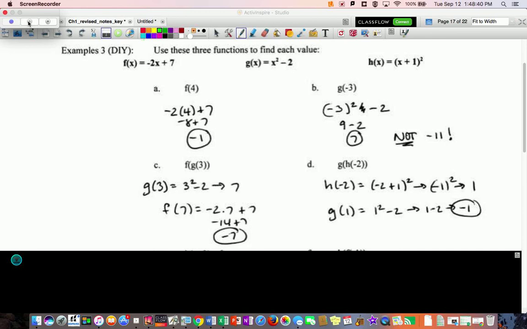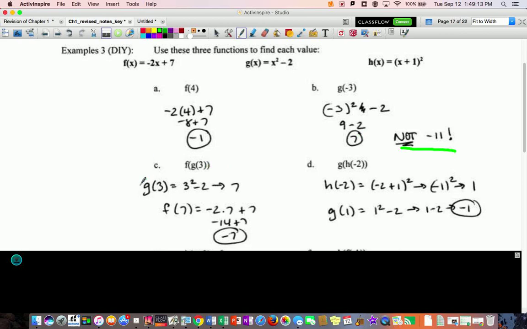Okay, so you can see in example 3 some of the work that we've done. We're simply taking the 4 and plugging it into function f, and you should get an output of negative 1. Be really careful on part B, because with negative 3 going in, a lot of students type it into their calculator and do negative 3 squared and get negative 9, and then they subtract the 2 and get negative 11. So notice it's not negative 11. The answer is 7.